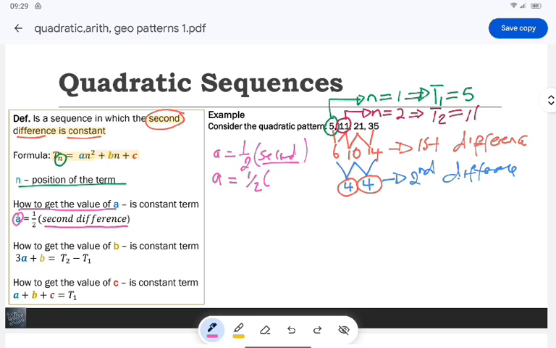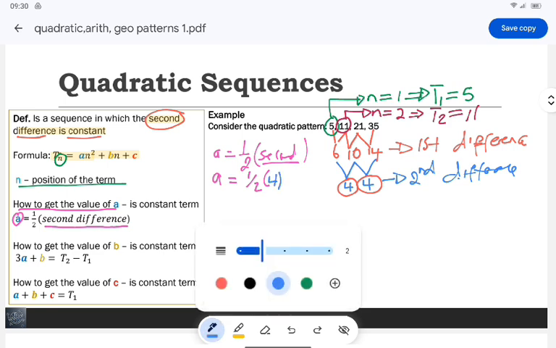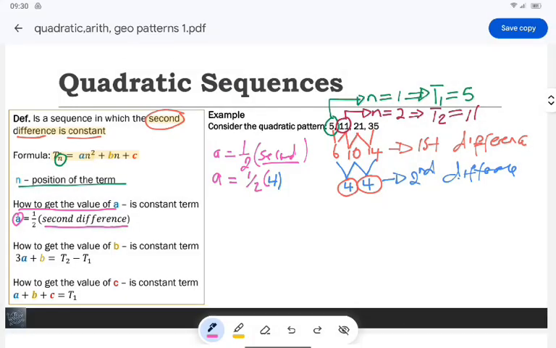So we're going to substitute our second difference, which is 4. And then we'll put 4 in here, and then we can close our brackets. Then that will be 4, and then our a will be 2. All right, so now we found a. What is our a? Our a here will be 2. Okay, let's move forward.